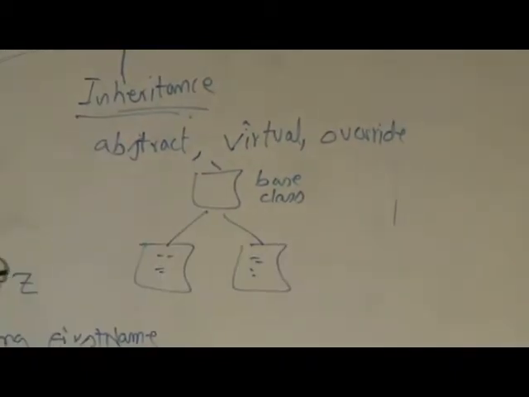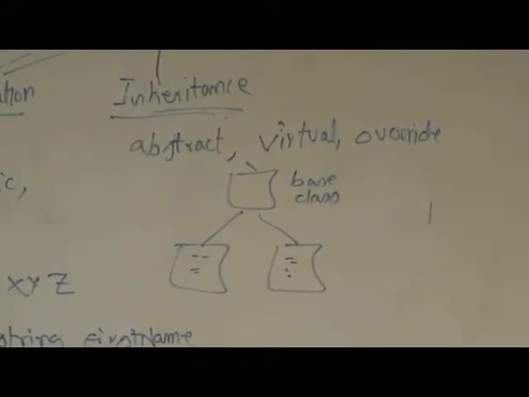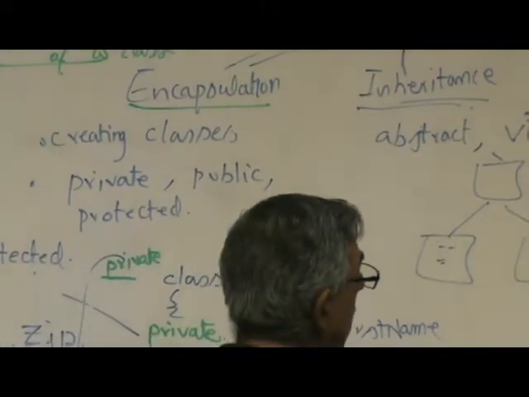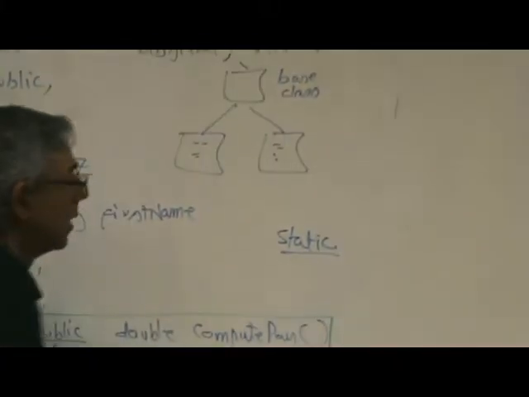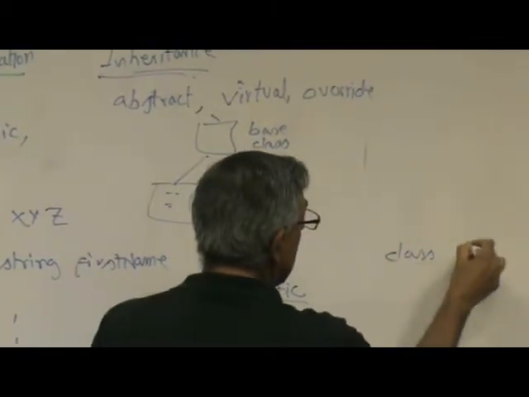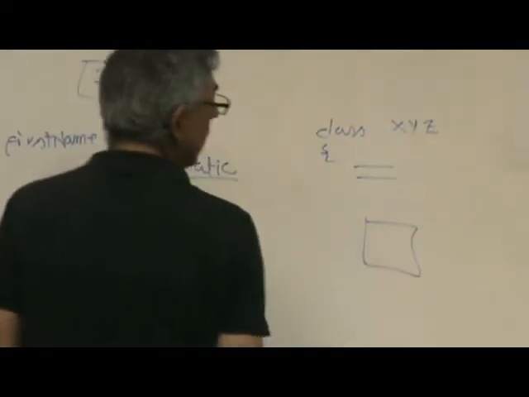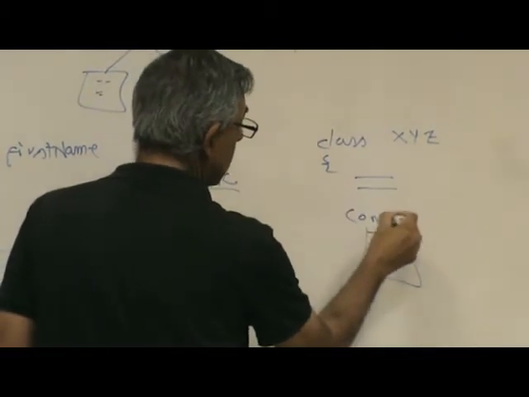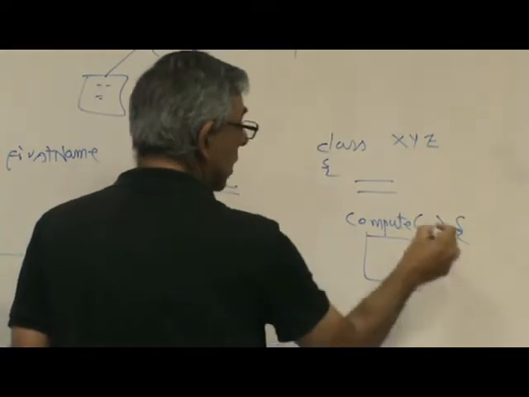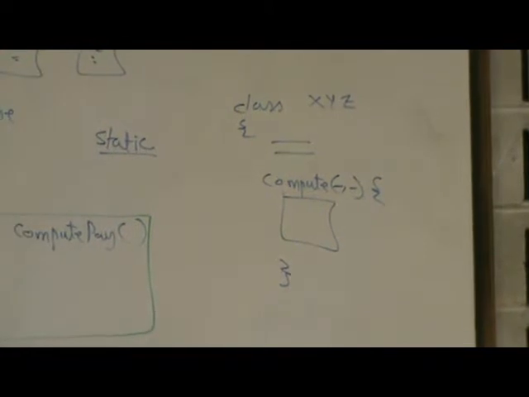Okay, those were the three important keywords over here. Then related to classes, not necessarily related to inheritance, we had one more keyword called static. Remember the reason we create a static is if there's a class XYZ as an example, suppose it has some data. Suppose we have some function, let's say compute.